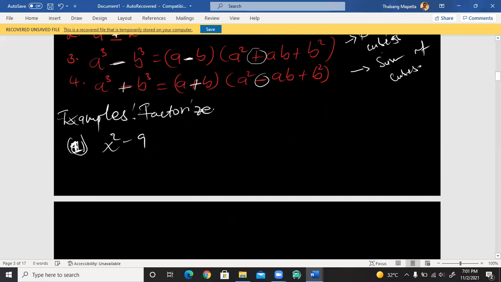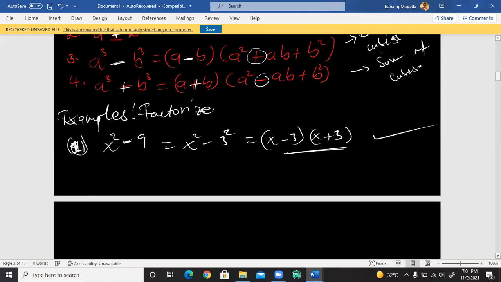X squared minus 9. This is x and it's squared, and 9 is a square number. Therefore, you can write 9 as a number squared. So that is going to be x squared minus 3 squared. They're both to power 2, therefore they qualify to be a difference of squares. Remember how a difference of squares looks? It's going to be x minus 3 and x plus 3. Then this will be your factor. Very easy.